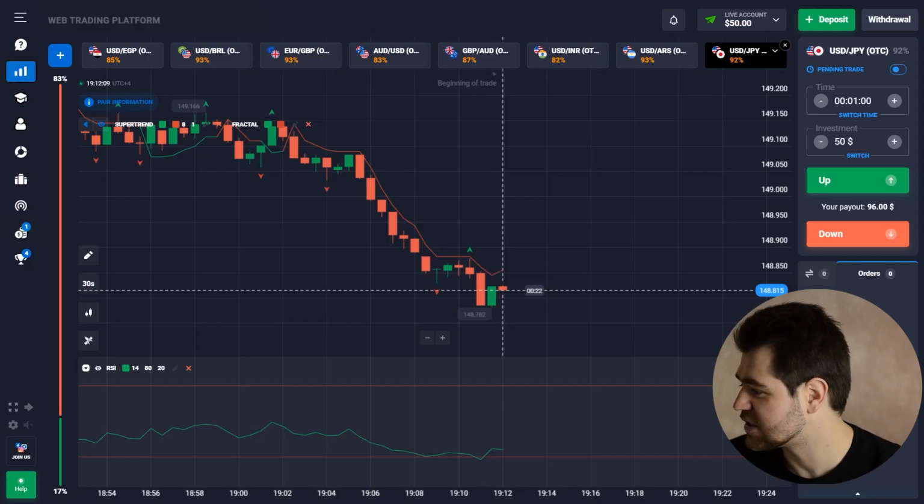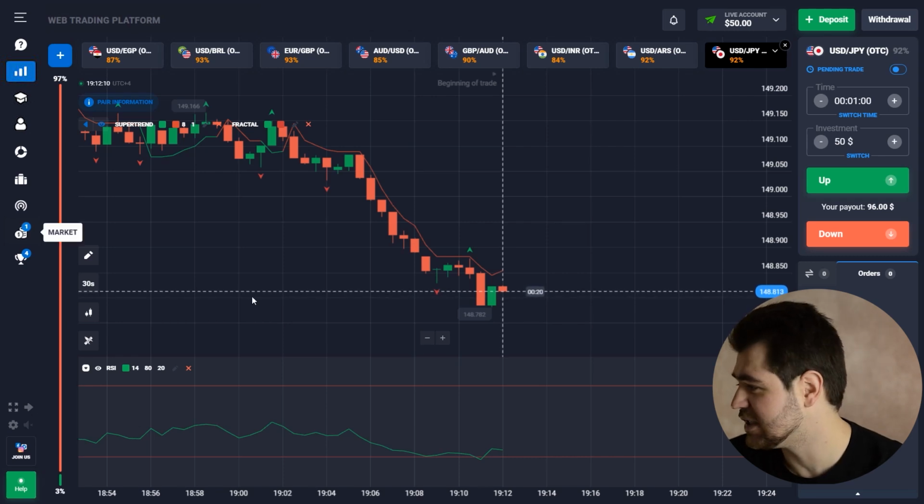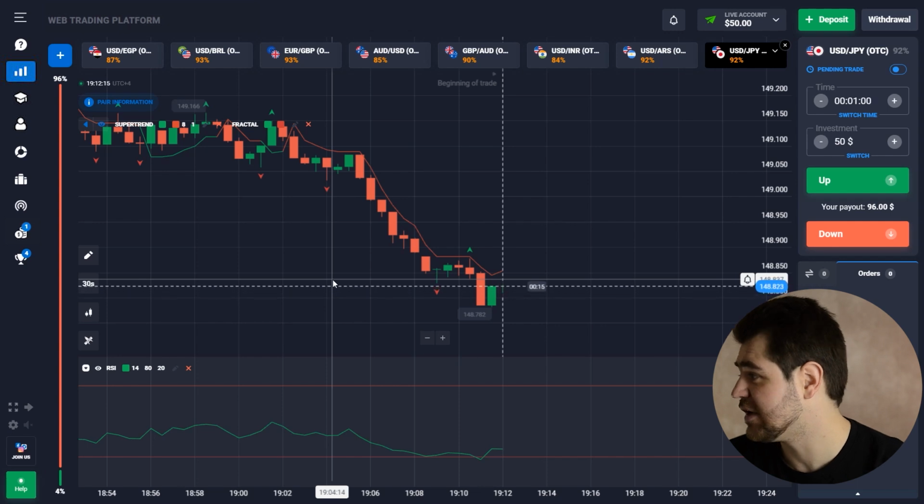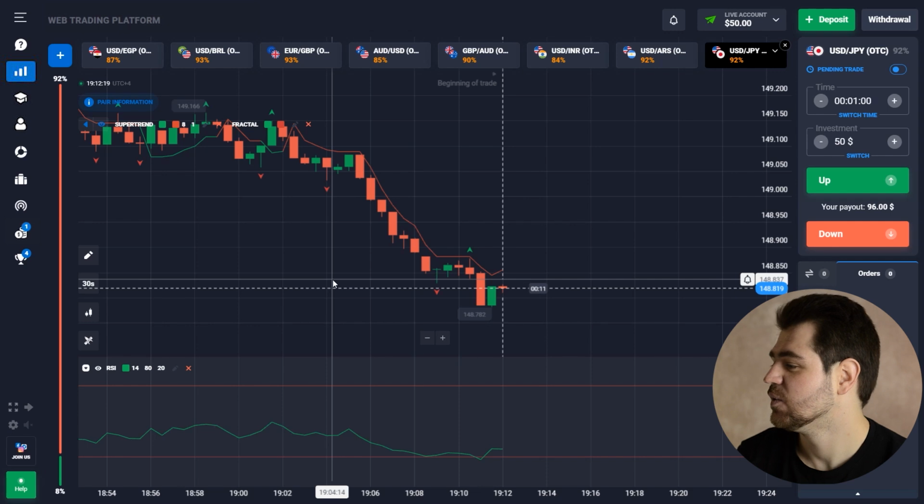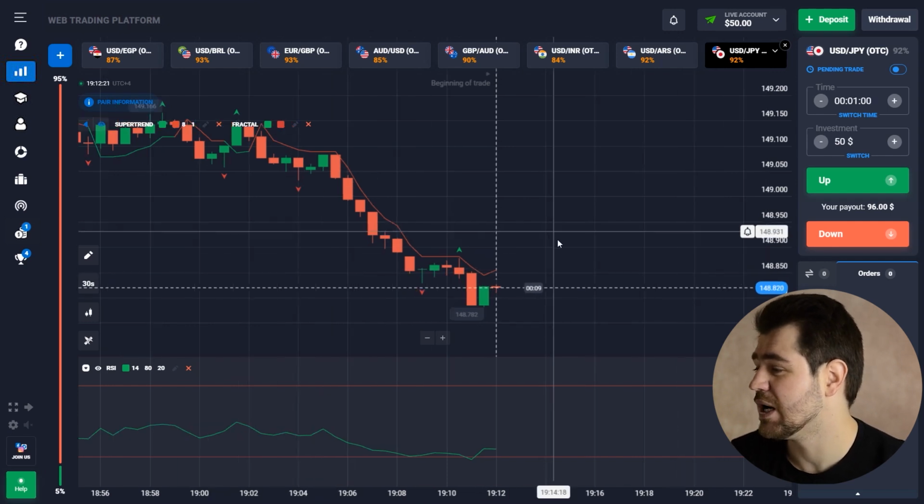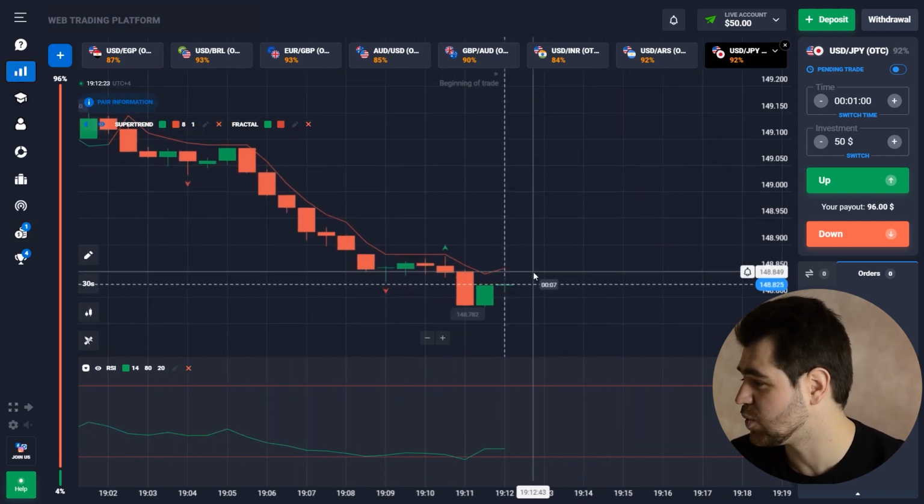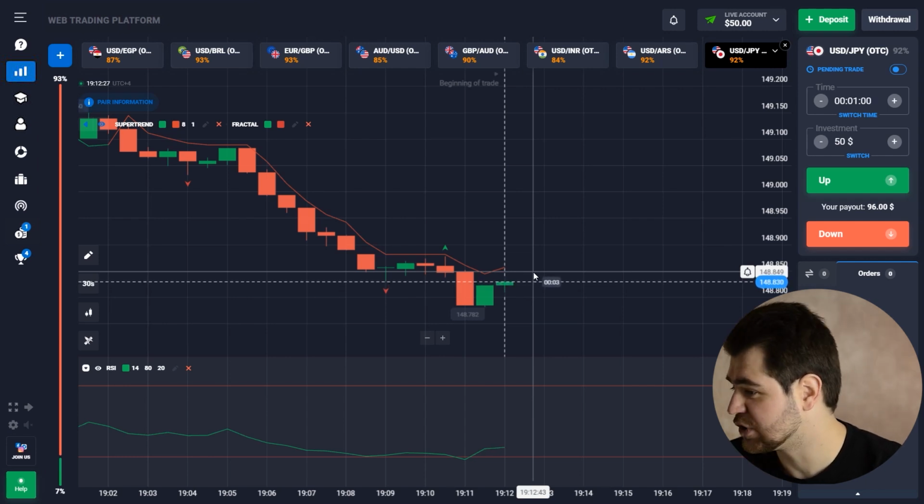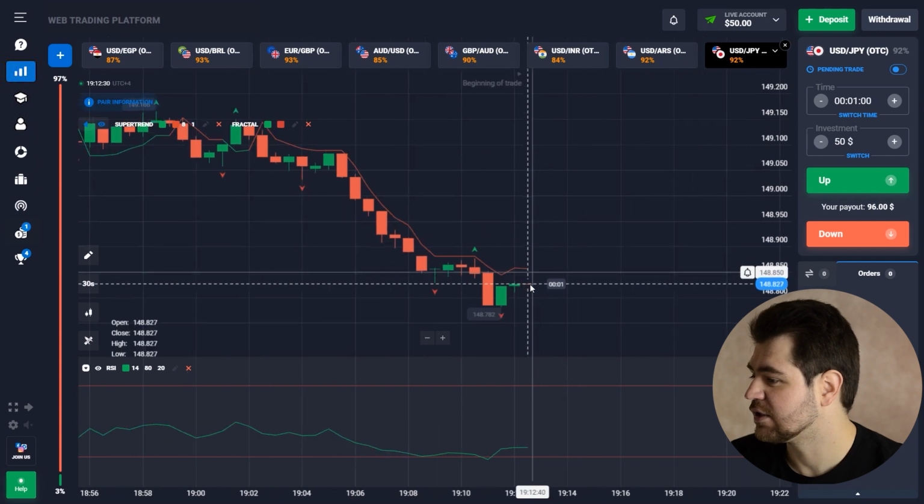Okay guys, so we're going to start today with $50. I'm using an RSI, relative strength indicator, as oscillator, and super trend and fractal as my indicators. We're gonna use those and see where we can get with 50 bucks. The first one, I'm gonna go ahead and place my option, let's have a look.